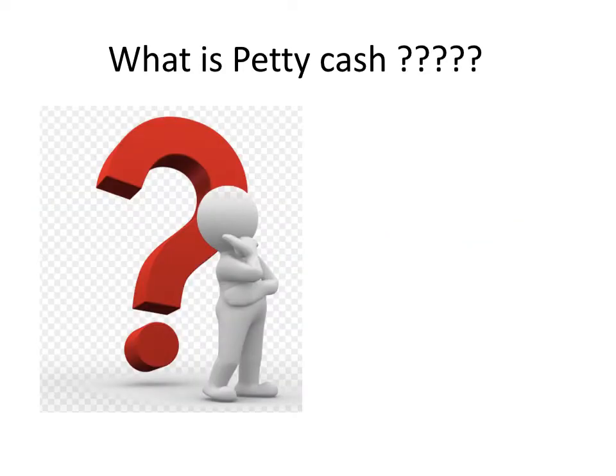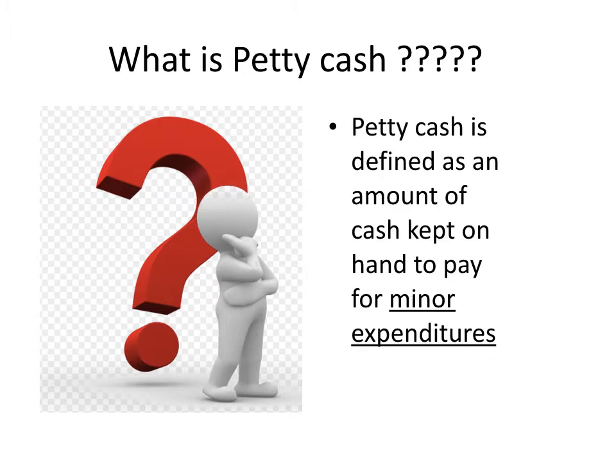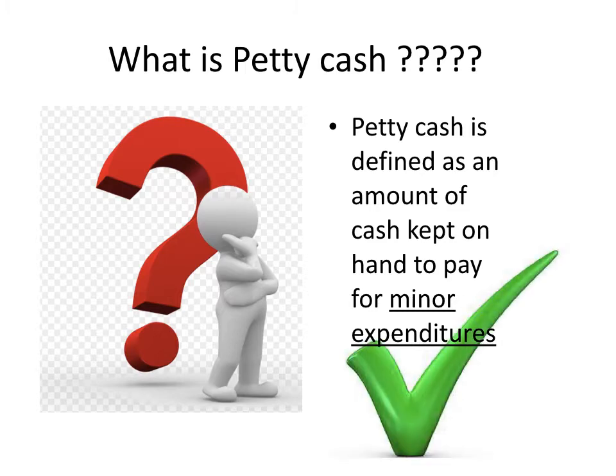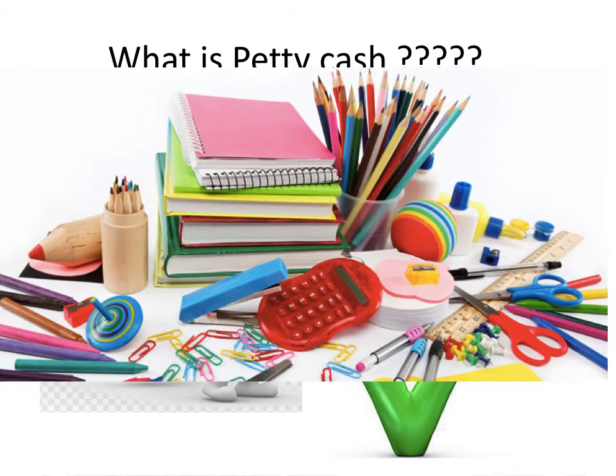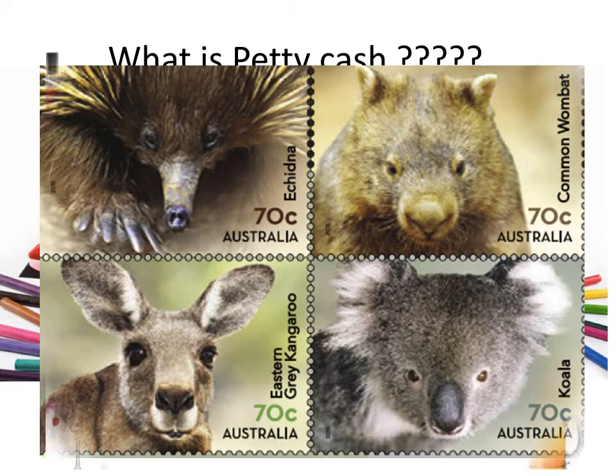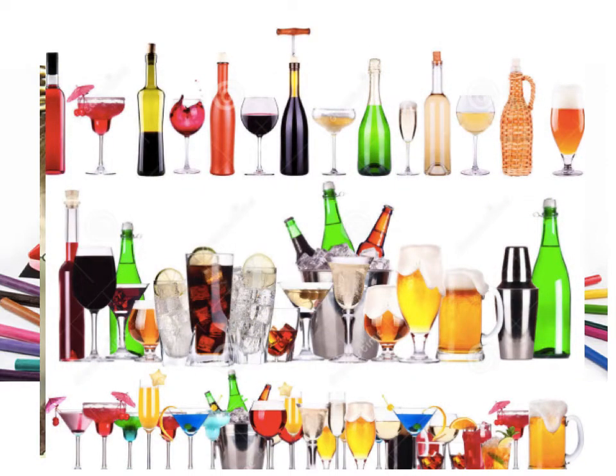Sanders. Let's start with, what is petty cash? Petty cash is defined as the amount of cash kept on hand to pay for minor expenditures. Some examples may be stationery supplies, postage expenses, and the weekly office party held on a Friday afternoon. This is normally recorded as a miscellaneous expense, as we will see later.